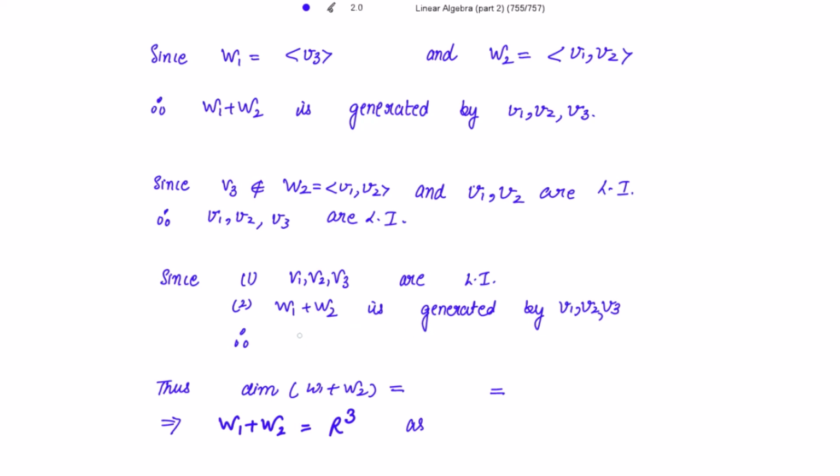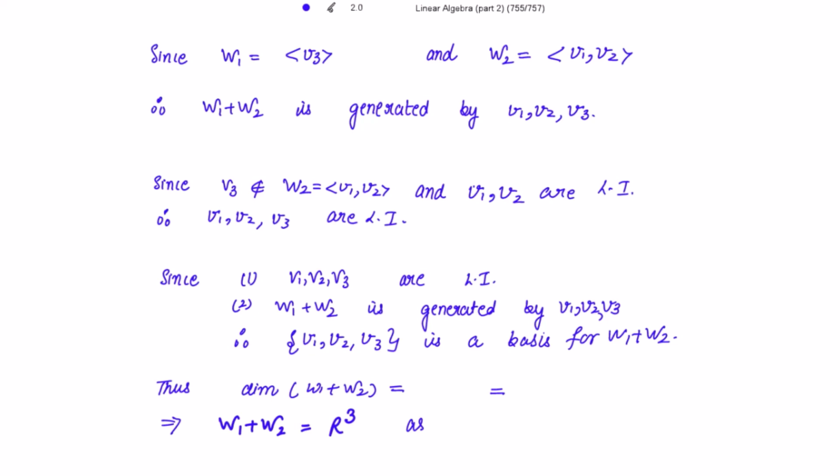So therefore V1, V2, V3 is a basis for the sum of the subspaces, right? Now the dimension for the sum of the subspaces will be, because these are the basis and dimension is the number of elements present in the basis.